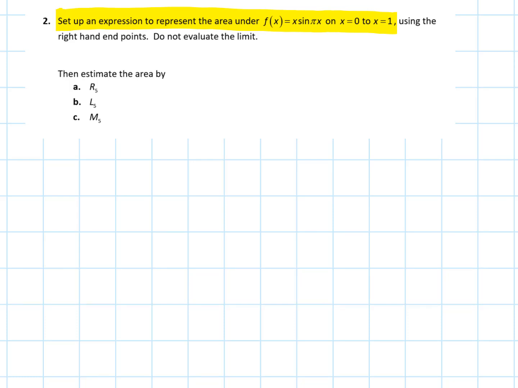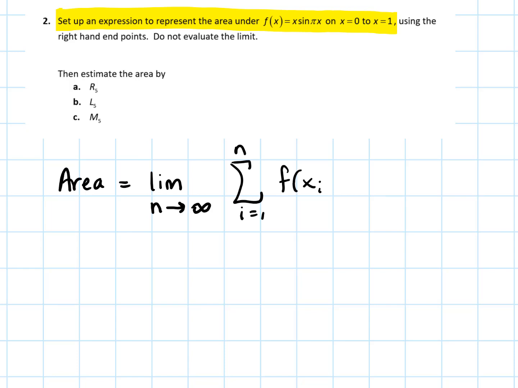So if we want to set up an expression to represent the area under this curve from 0 to 1, what we just defined was the fact that area is actually equal to the limit as n approaches infinity of the sum from i equals 1 to n of f of x sub i star times delta x. So we know what our function is. What we need to figure out is what our x sub i star should be in the context and what our delta x should be in the context. So that's what we need to figure out.